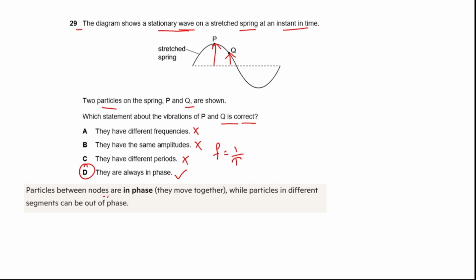So the particles between nodes are in phase. In phase means they move together, while the particles in different segments can be out of phase. So here, since it is a stationary wave, these are representing the nodes. So P and Q are the particles between the nodes. That's why they are in phase.